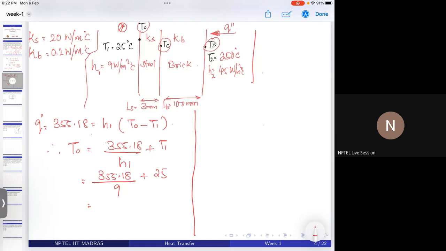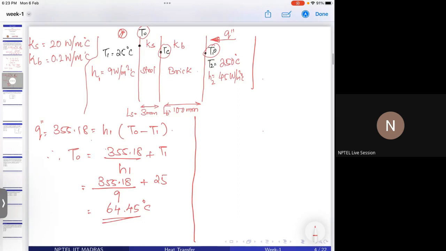Let's calculate and tell. Yeah, it's 64.45 degrees Celsius, that is T0.